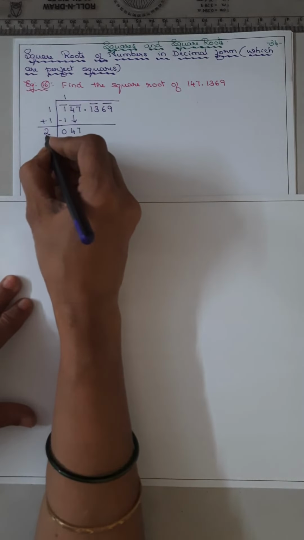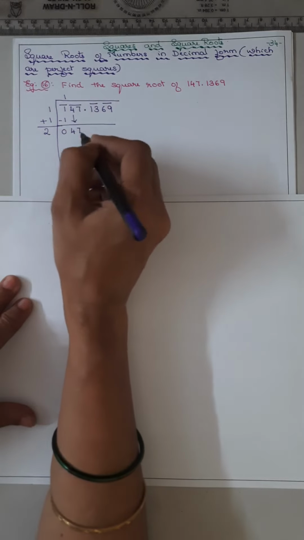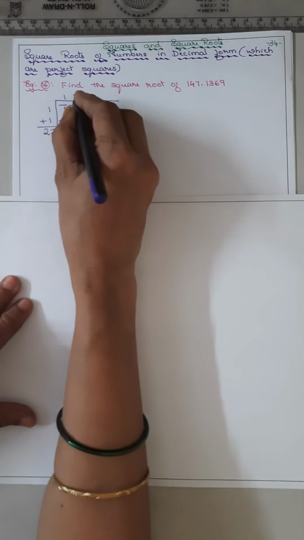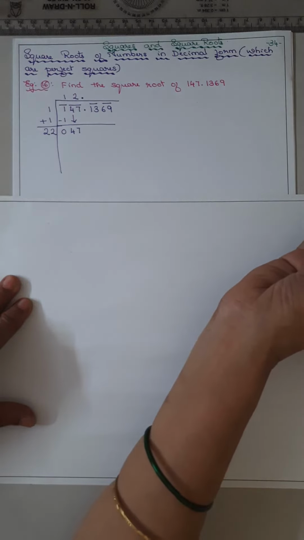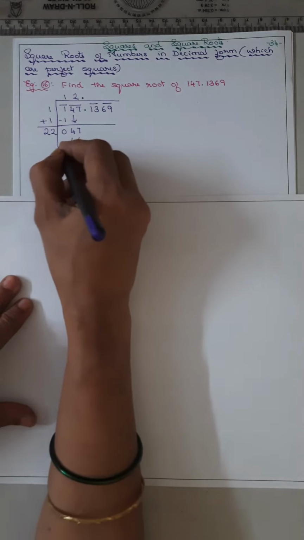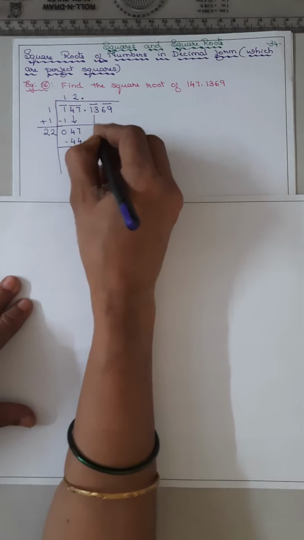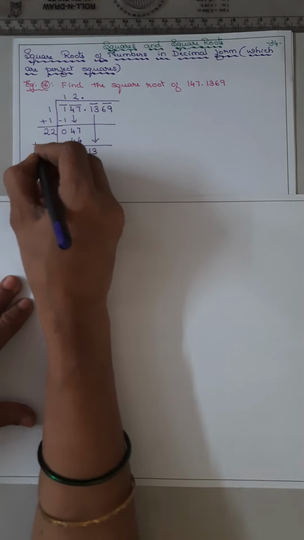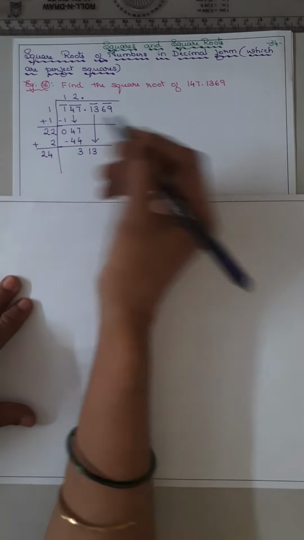Now add 1, you will get 2. Now 2, how much are 4? 2 2s are 4, 2 2s are 4. You get 44. And here there is a decimal, so immediately put the decimal point. When you subtract, you get 3. Now bring this 13 down. Now the next step is add 2. 2 plus 2, 4, and this 2.